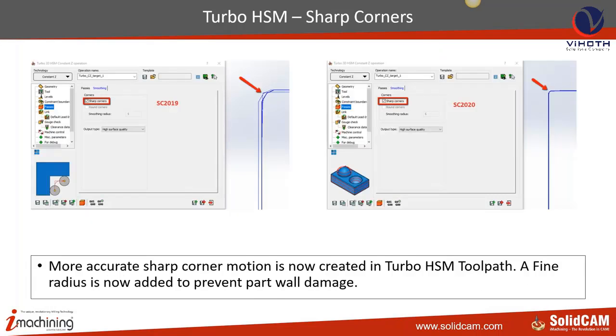Okay. This is with the Turbo HSM. The announcements mostly were with the toolpath quality. We have got a much more accurate sharp motion now in the Turbo HSM toolpath, and we provide a very small radius so that we don't damage the wall.